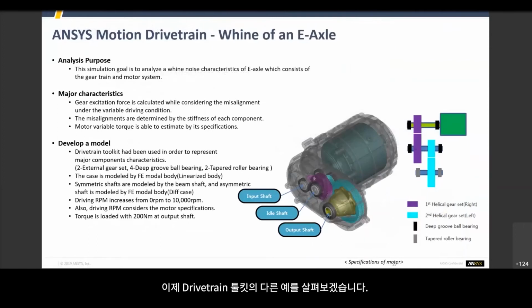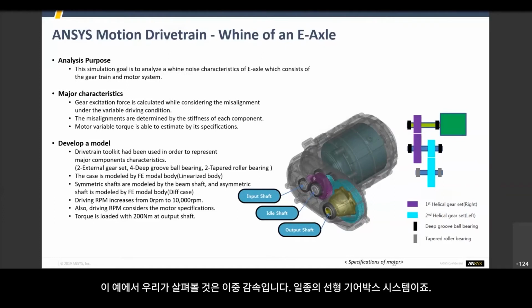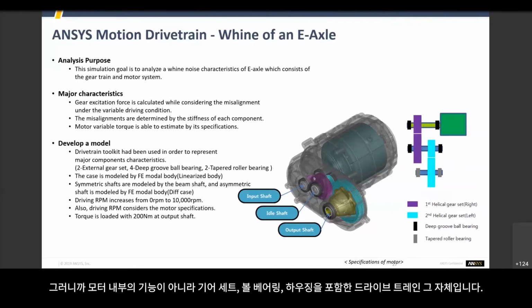So let's just look at another example of the Drivetrain toolkit, and you can see here an example of an integrated motor and reduction gear system, what might be known as an e-axle from an electric vehicle. In this example, what we're going to look at here is a double stage reduction sort of linear gearbox type system. And we've been using the Drivetrain toolkit in order to represent the major parts here of the drivetrain side of things. So not the internals of the motor, but the drivetrain itself. So the gear sets, the ball bearings, the housing.